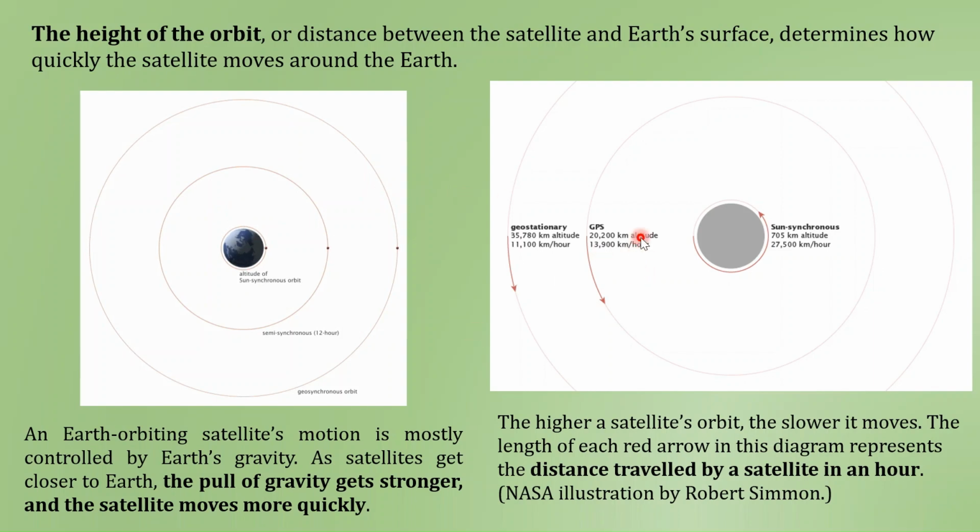Now depending upon the speed, the distance covered by the satellite will also vary. In this diagram, the length of each red arrow represents the distance traveled by the satellite in each orbit in 1 hour. So here we can see the distance covered in the lower Earth orbit is much higher in comparison to the one in the higher Earth orbit.